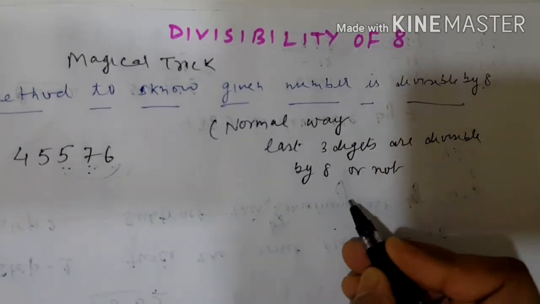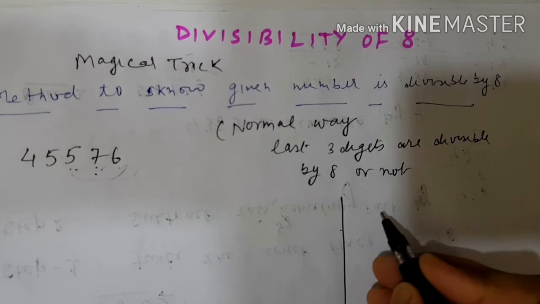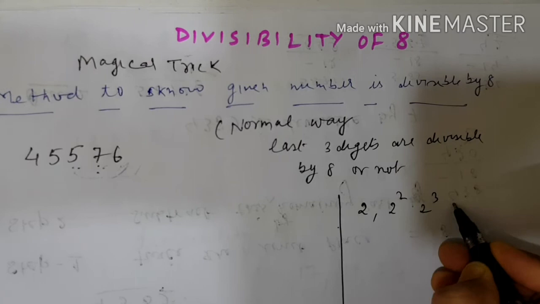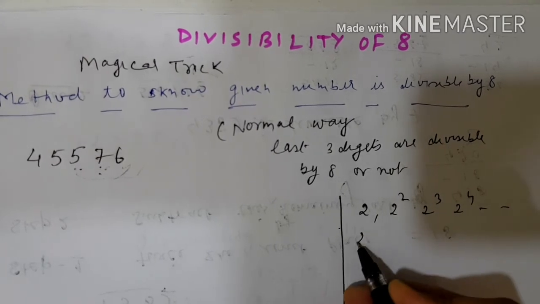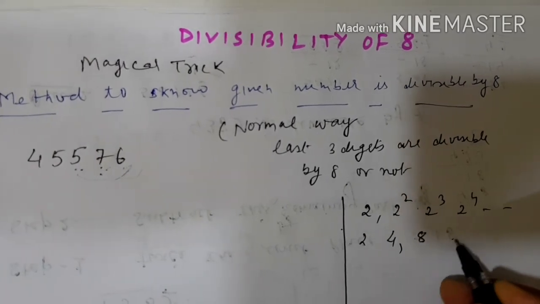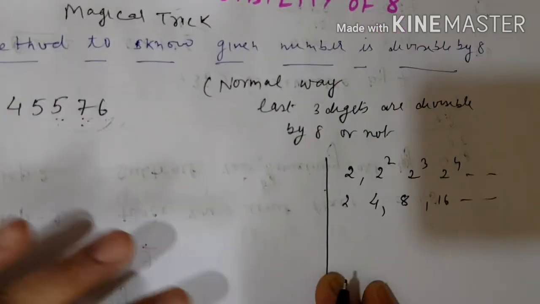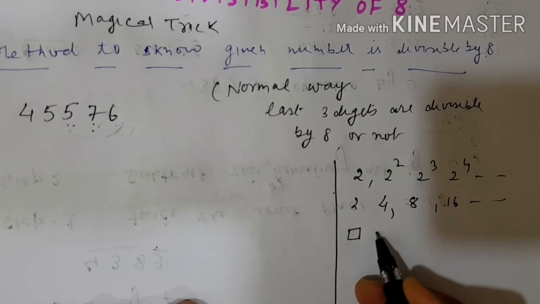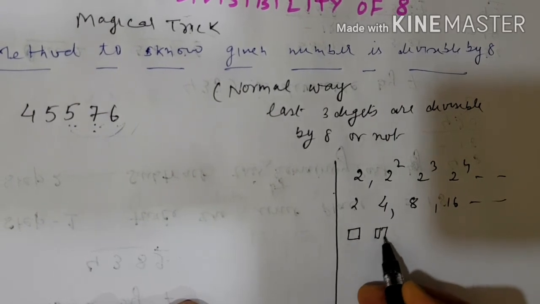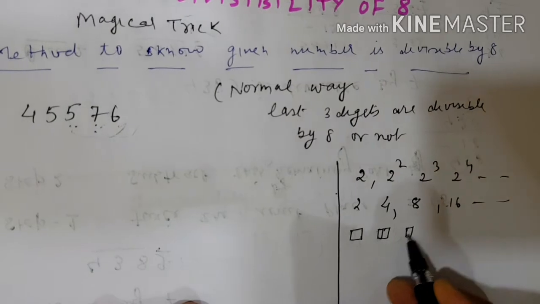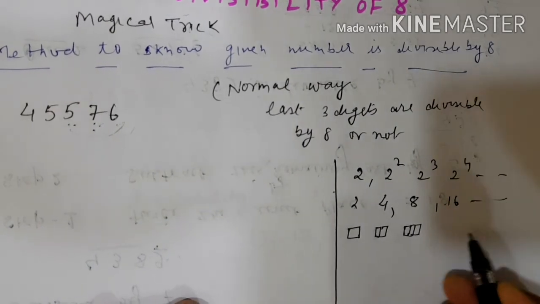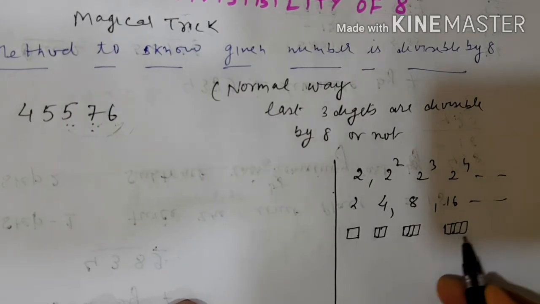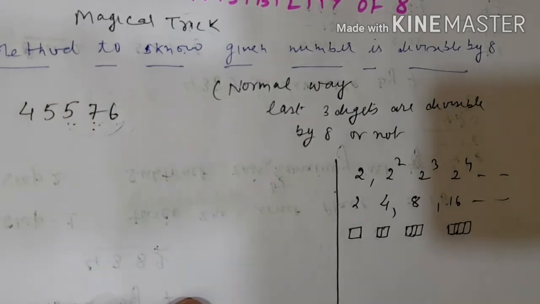One more thing I want to tell you, students, about the divisibility of 2, 2 squared, 2 cubed, 2 to the power 4 and so on: 2, 4, 8, 16 and so on. It's very simple. Divisibility of 2 means the last digit should be divisible by 2. Divisibility of 4 means the last 2 digits should be divisible by 4. Divisibility of 8 means the last 3 digits must be divisible by 8. And 16 works in the same way: the last 4 digits must be divisible by 16. Okay, this is the normal way.